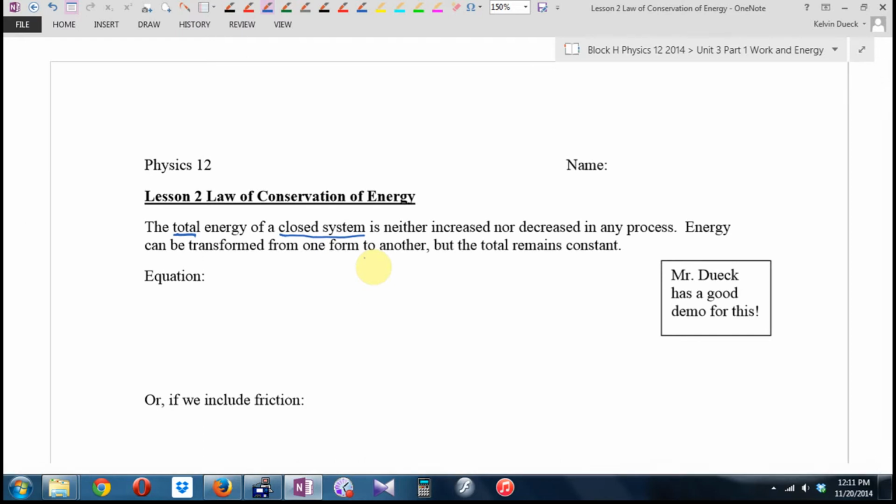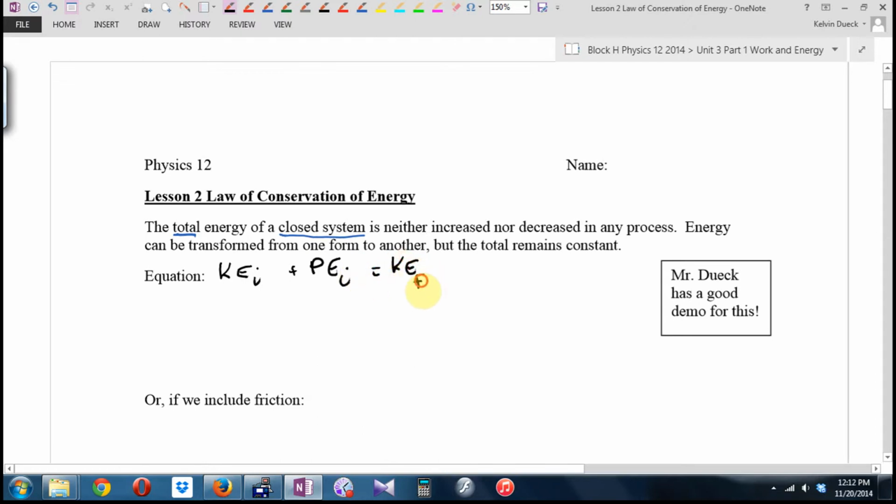As an equation, we say this: the amount of kinetic energy you have at the beginning, KE initial, plus the amount of potential energy you have at the beginning, PE initial, equals the amount of kinetic energy you have at the end, KE final, plus the amount of potential energy you have at the end.